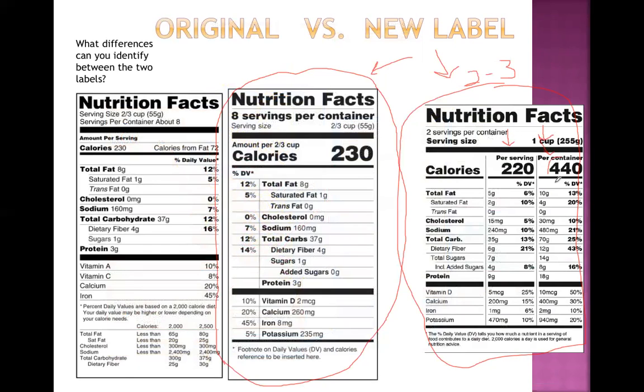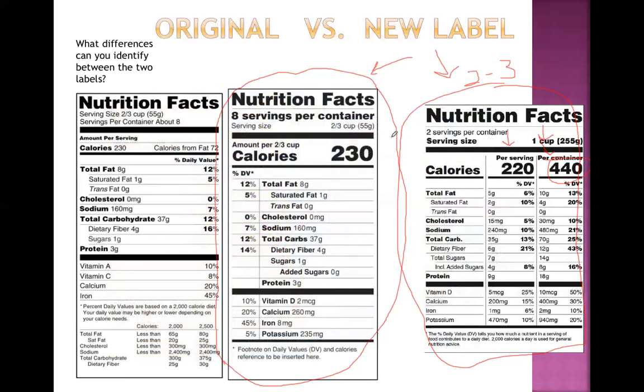So say you get the bag of Doritos from the gas station, like many of us do. What happens if you eat the whole thing of Doritos? Well, you're going to get 440 calories, 13 grams saturated fat, or 13%, 20% saturated, 10% cholesterol, etc.